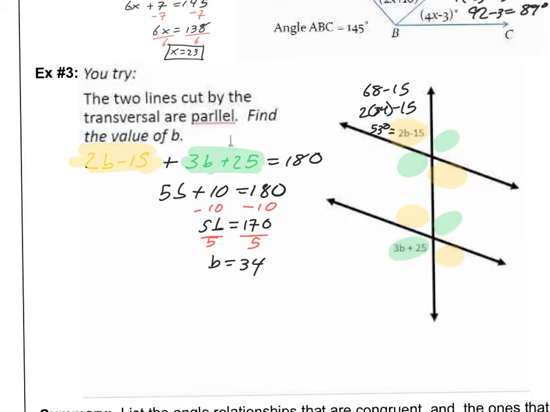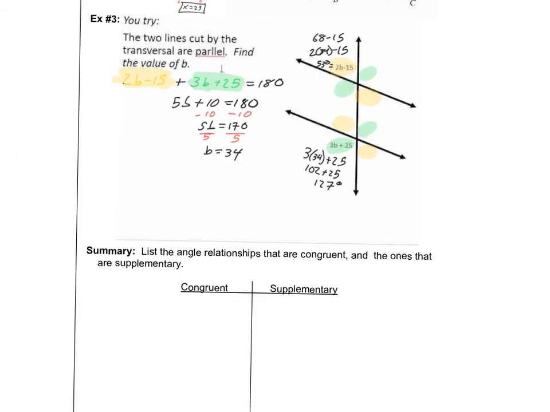So let's check this one then. 3 times 34 plus 25. 3 times 30 is 90. 3 times 4 is 12. 90 plus 12 is 102. 102 plus 25 is 127. And that makes sense as well because this angle looks obtuse, and so 127 degrees would be an obtuse angle. And what do you know, 127 plus 53, I forgot to do the little degree symbol, would perfectly add up to 180, just like we said it should be. So there you go.